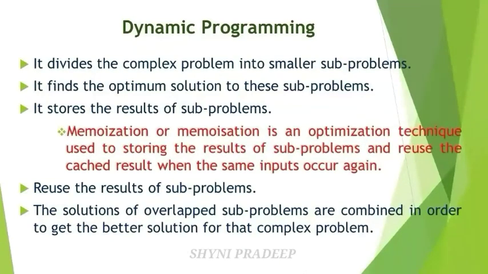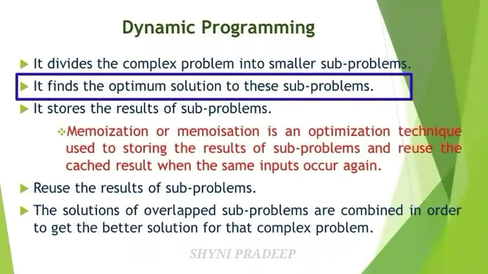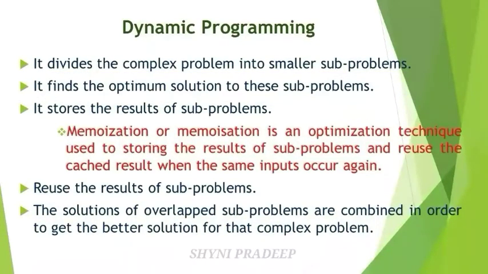Second point, find the optimum solution to these subproblems. You have to solve each subproblem and find the solution to these subproblems, which means the optimum solution. So you call it an optimization problem. Whenever an optimization problem is there, you can follow the dynamic programming approach.